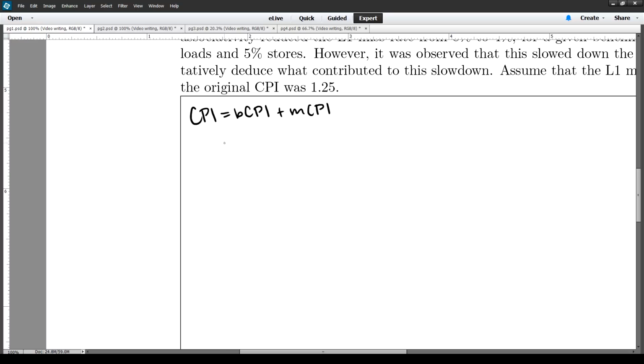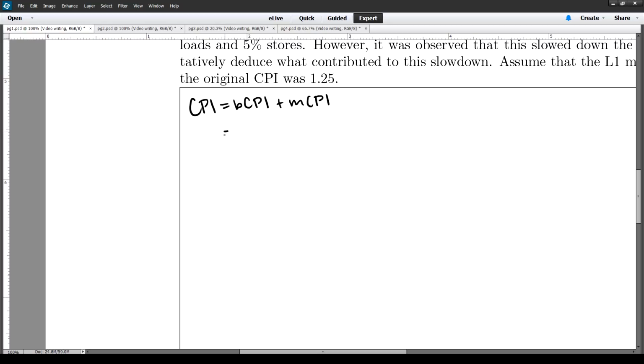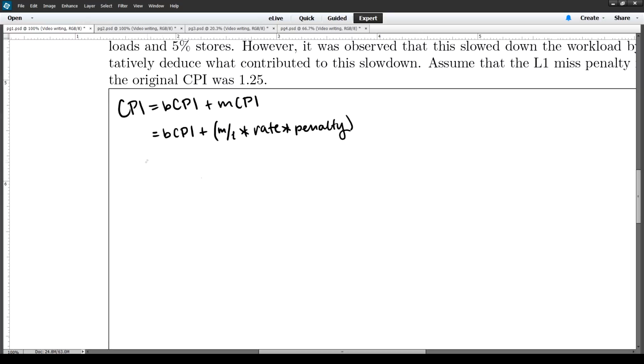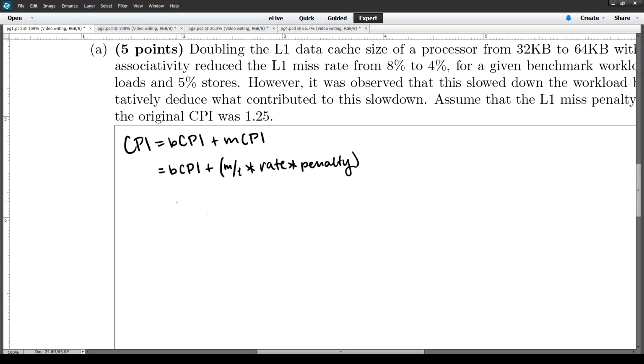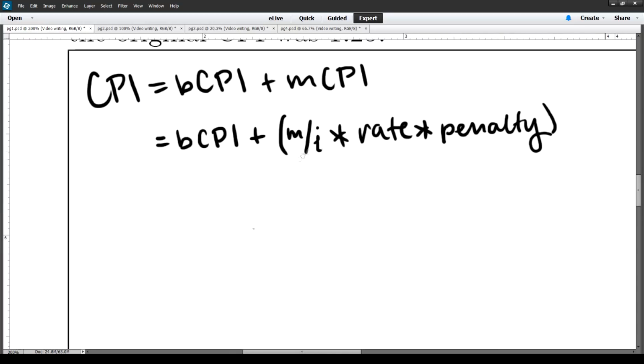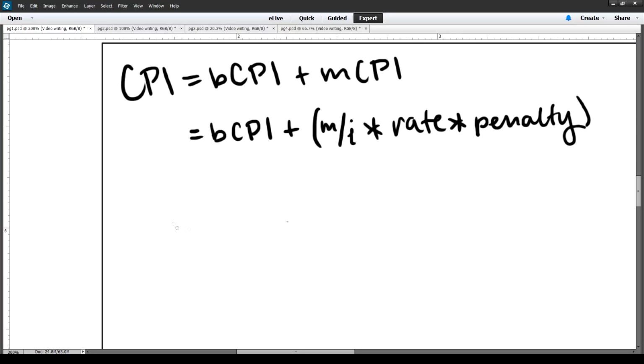The base CPI is what we would have if we didn't have issues with memory, and the memory CPI accounts for the extra cycles per instruction that we get because sometimes we incur a memory penalty. Memory CPI is calculated with the memory accesses per instruction multiplied by the miss rate multiplied by the miss penalty. So here they've given us that the original CPI was 1.25, and they've actually given us everything else as well. So the only thing here that we don't know is the base CPI, and that's what we'll be solving for.